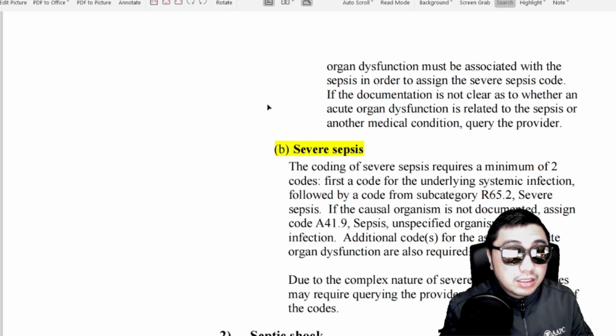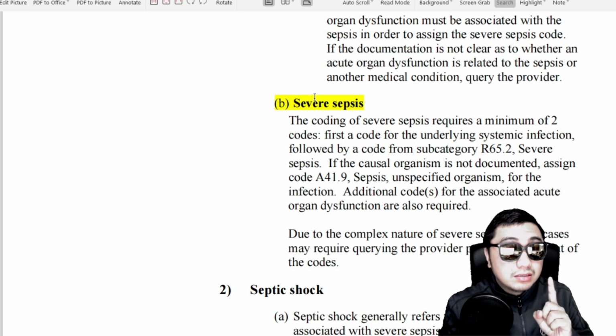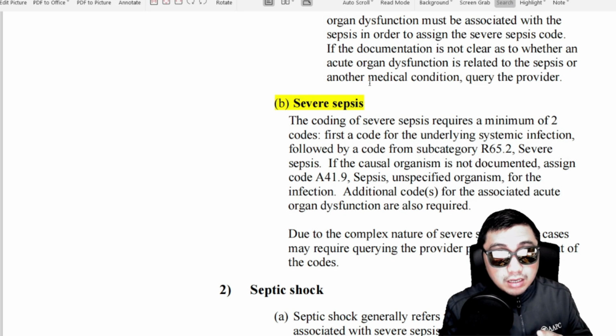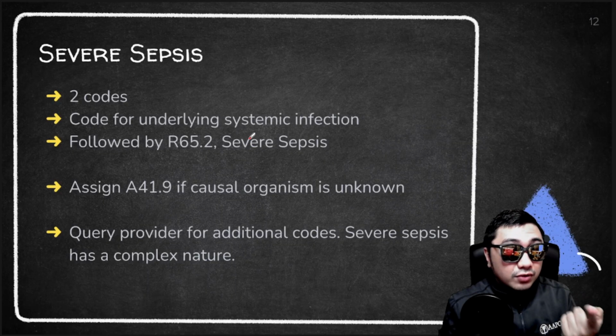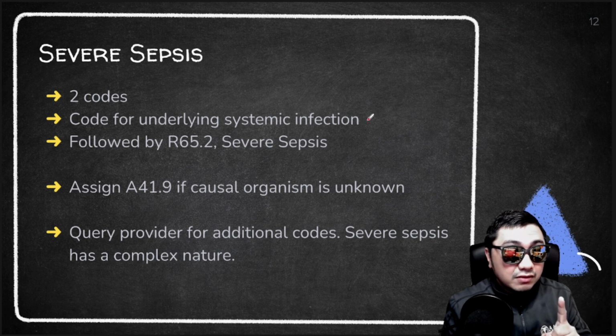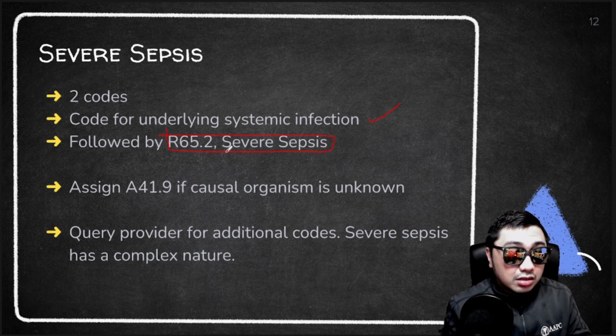Okay, according to your ICD-10-CM coding guidelines, your severe sepsis requires 2 codes. Okay, all right, let's check the screen here. Code for the underlying systemic infection comes first, followed by your R65.2 subcategory. So that's going to be it. Check if there's any septic shock or without septic shock, and that's it.